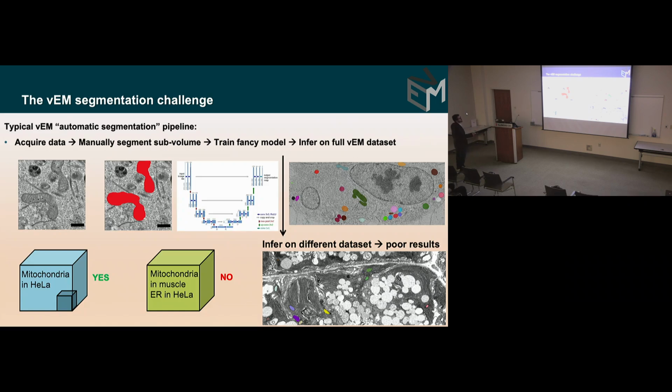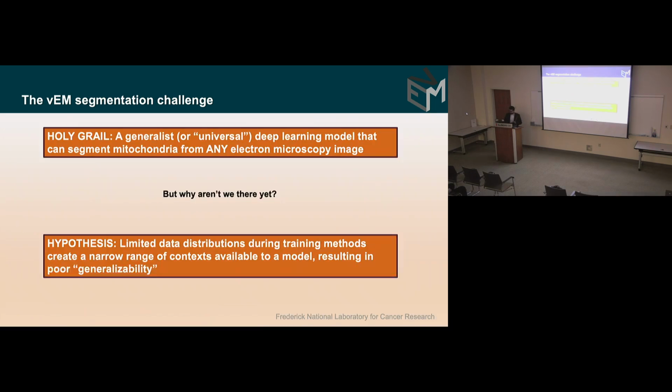And it works. But the problem is, the minute you, let's say you image a HeLa cell, and you train a model to identify mitochondria in a HeLa cell. Now you take that same computer algorithm, right, the model we call it, infer it on a different data set, and it'll work terribly, right? So it won't recognize mitochondria in a muscle cell, for example.